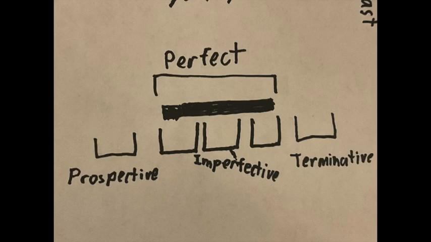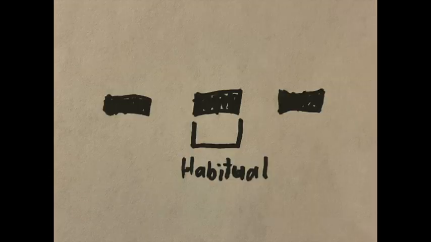Aspect is when the event happened relative to the action being done. There's perfect, where the event is the entire action. There's imperfect, where the event is just part of the action. Prospective, where the event comes before the action. And terminative, where the event comes after the action. There's also habitual, where the event is part of a repeating action. Most languages that have aspect have tense, but some languages that have aspect don't have tense.